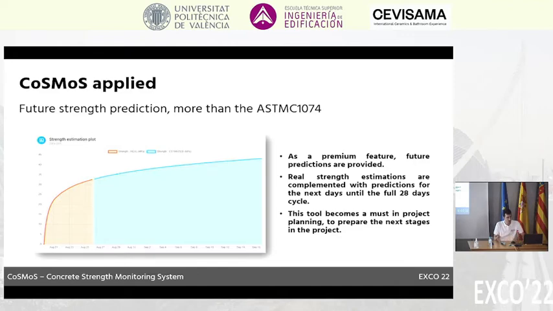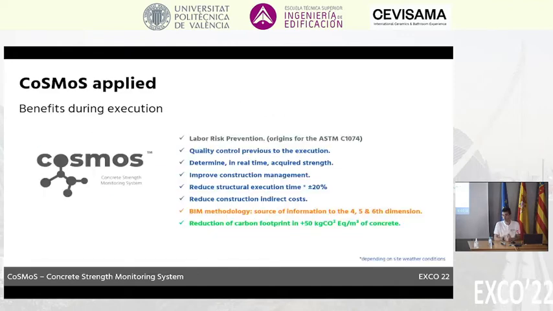So at the end, with all of this information, what do we have? Well, in first place, an increase in labor risk prevention, what is called in Spain PRL. And that was the reason why the ASTM 1074 was released, because of those accidents and collapses in the past, to avoid that happening again.